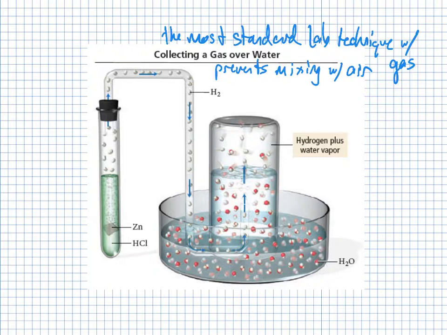But if I am collecting gas over water, what I am going to have is tiny little bits of water molecules in here because I do have some water vapor. So what you need to realize is that the total pressure, P total, inside that container is always going to be some amount of water vapor plus the gas you actually want.